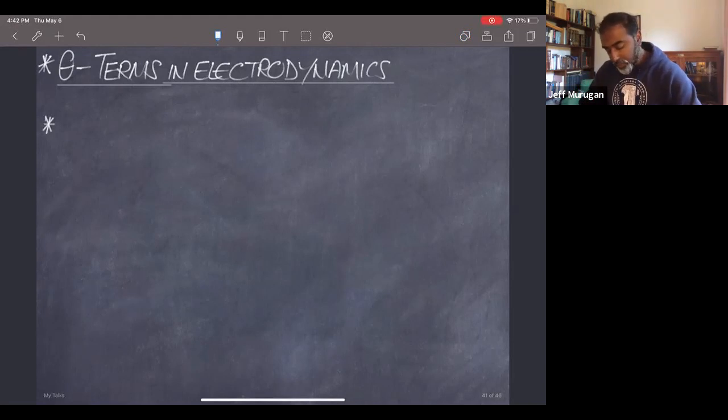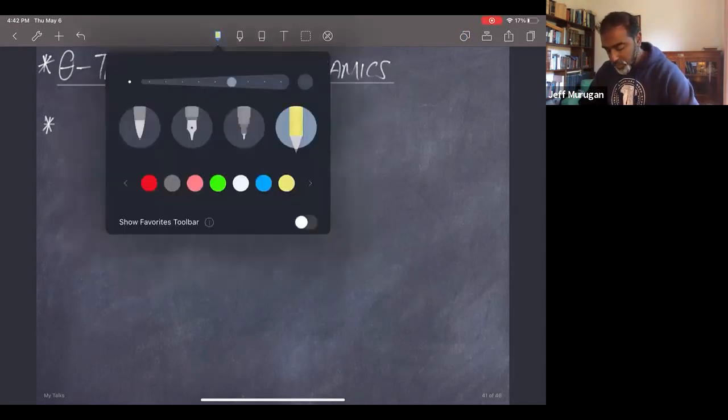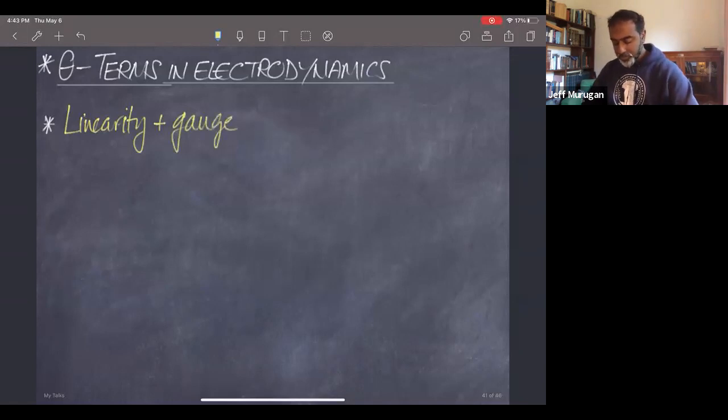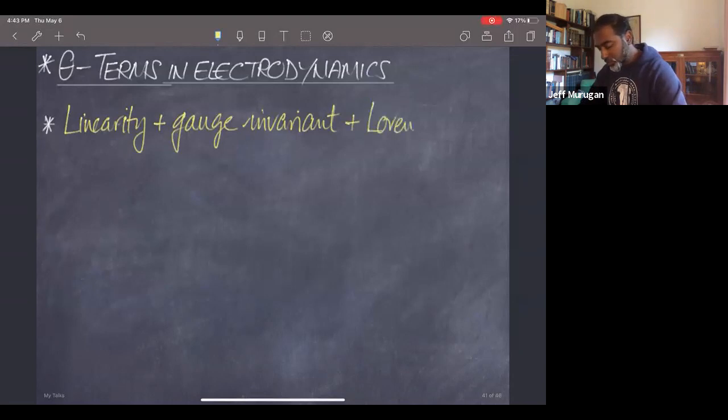So if I impose the following 3 conditions, I want a theory to be linear. I want my theory to be gauge invariant. And I want the theory to be relativistic, in other words, Lorentz invariant.